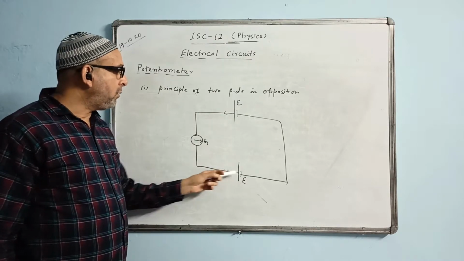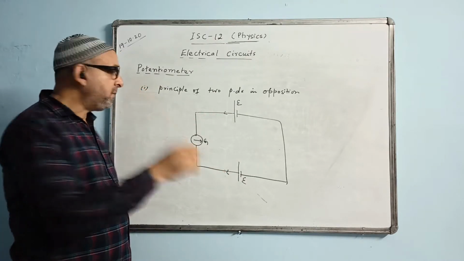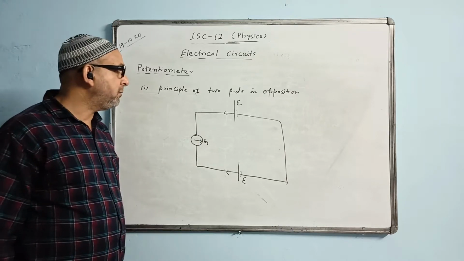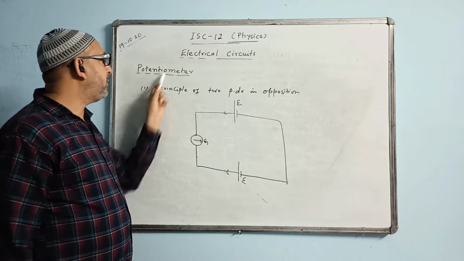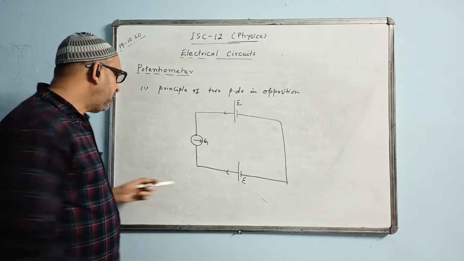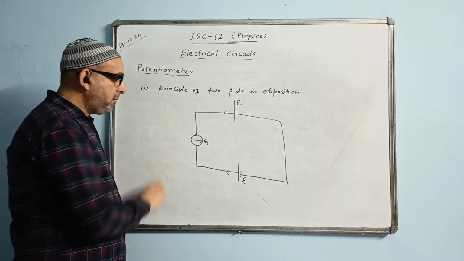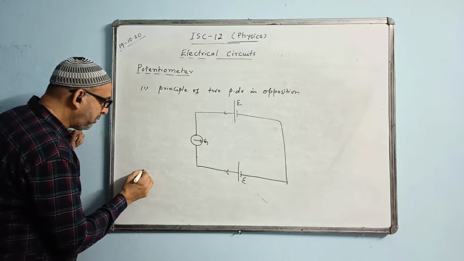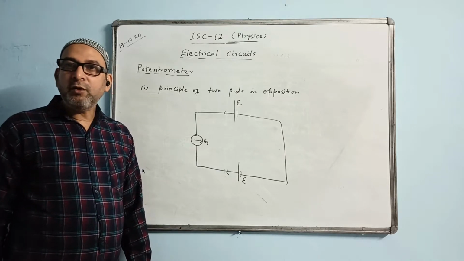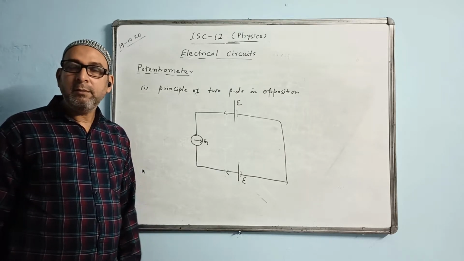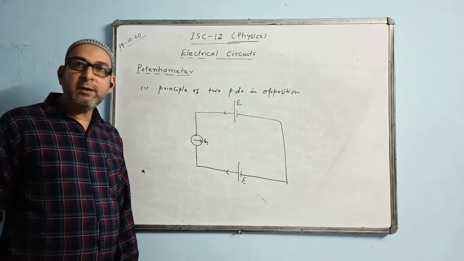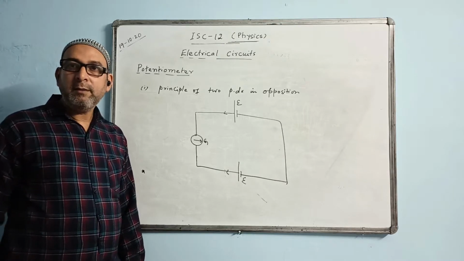If their EMFs are equal, what is the net current? Net current is zero. That means the galvanometer will give zero deflection. So this is the first principle of potentiometer. Here the galvanometer has to give null deflection. And then write down below, this asterisk point: a potentiometer is preferred to a voltmeter.